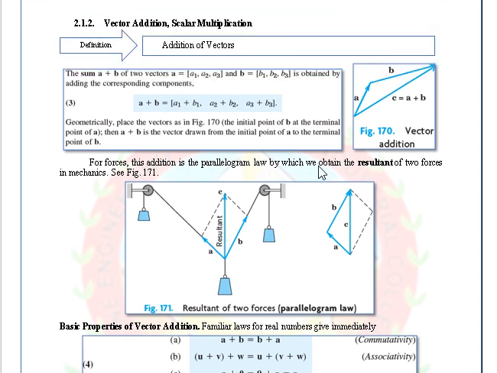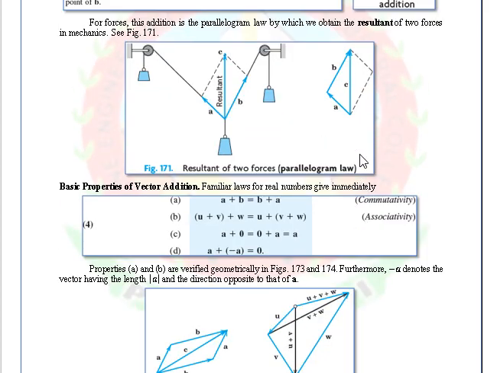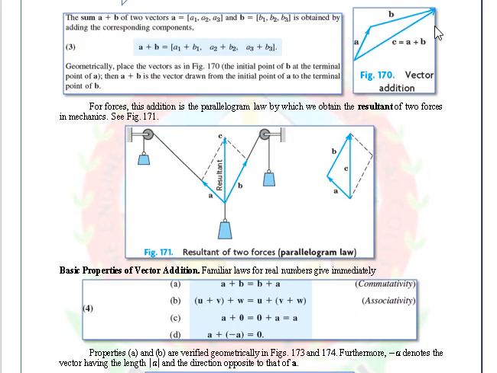Now, if it is represented by a graph, if you have vector A and vector B, what you will do is connect the tail of the second vector to the tip of the first vector. Then after that, you connect the tail of the first vector to the tip of the second vector. Then the result is our resultant vector. Okay? So basically this can be applied to situations like this one.